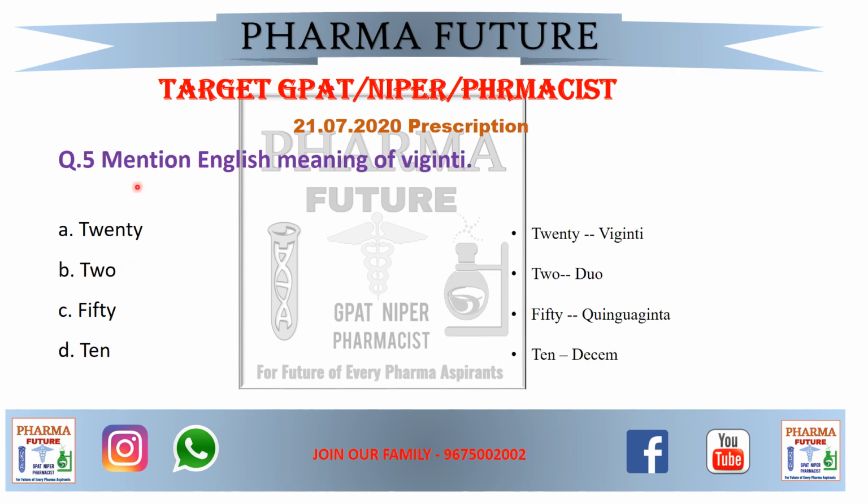Moving to the fifth question, mention the English meaning for viginti. Option A, 20 is called viginti, or B, 2 is called viginti. Option C, 50 is called viginti, or D, 10 is called viginti. Then we'll see the answer. 20 is viginti, for 2 the Latin term is duo, for 50 it is quinquaginta, then for 10 it is decem.